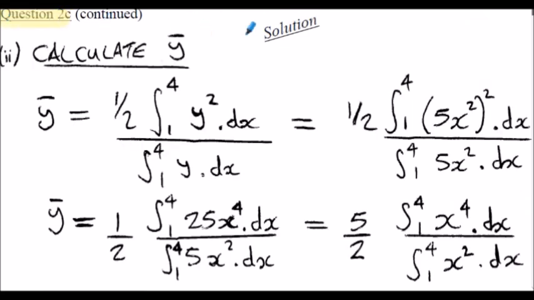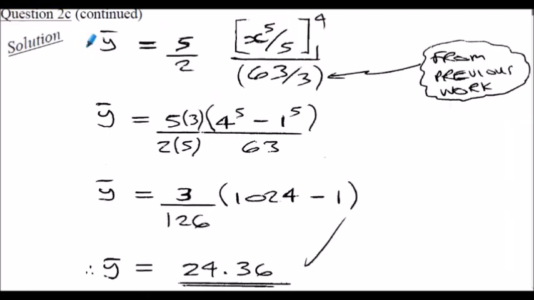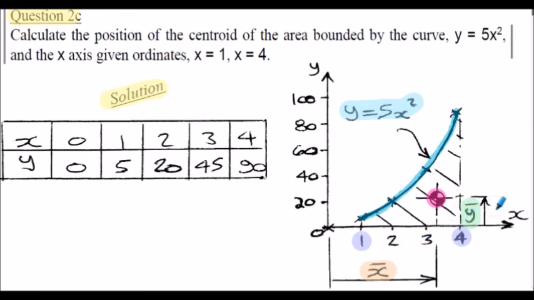Question 2c, solution continued. Part 2 here, we're calculating the y bar. Always remember when calculating the y bar, it is the y function squared. So using the laws of indices here, that will become 25x to the power of 4 here. Again, I'll let you review the solution at your own pace. Question 2c, solution continued. Y bar evaluates to 24.36. So now we've determined both x bar and y bar for the section given in question 2c.